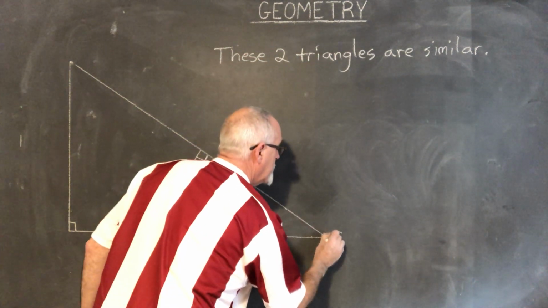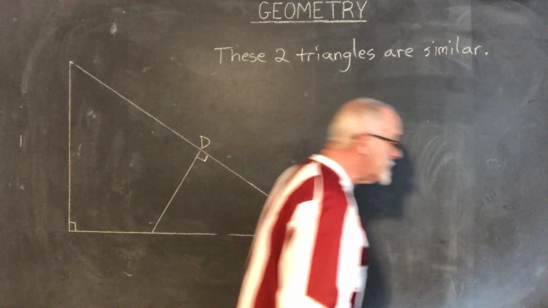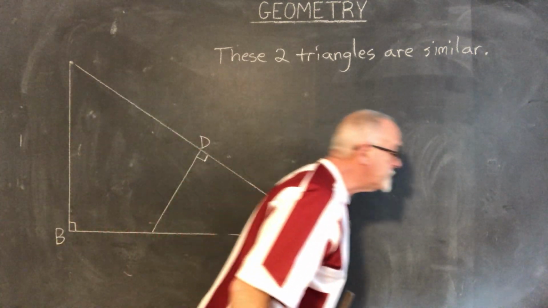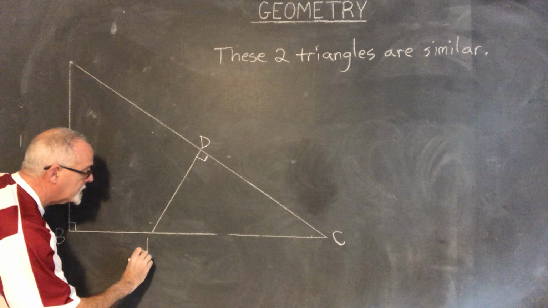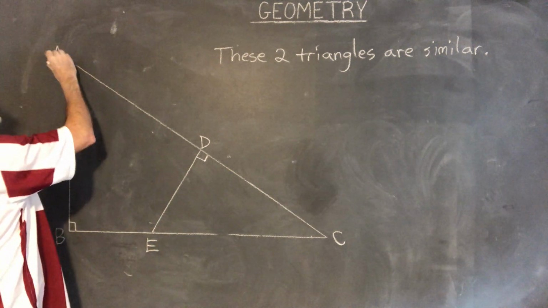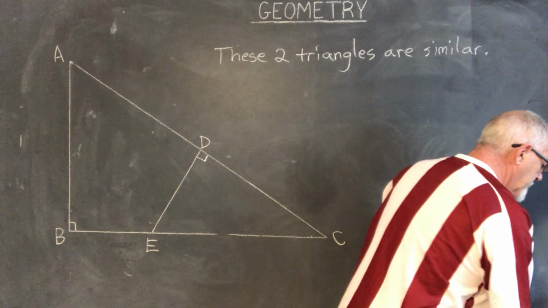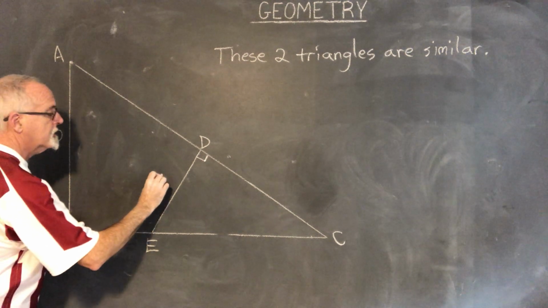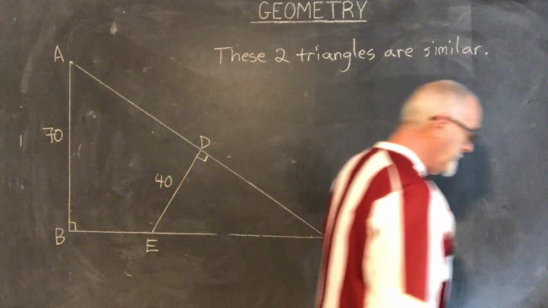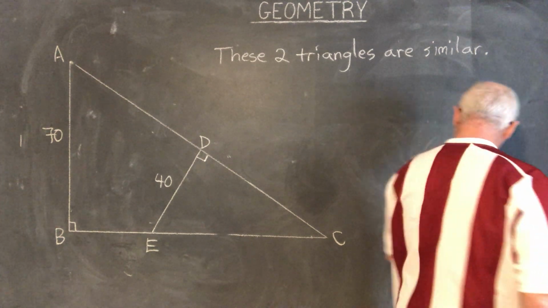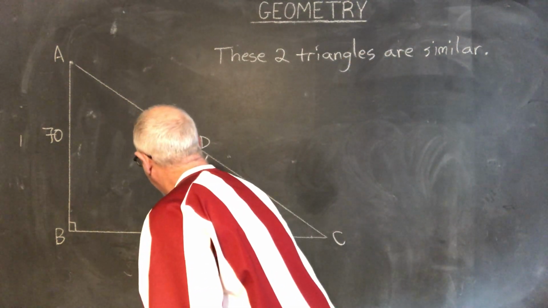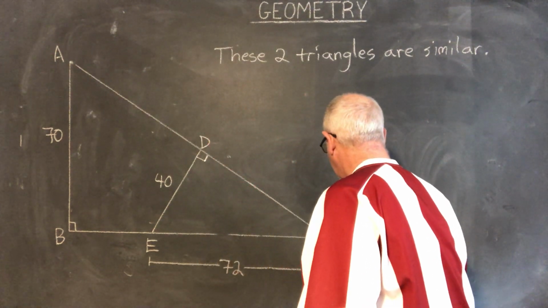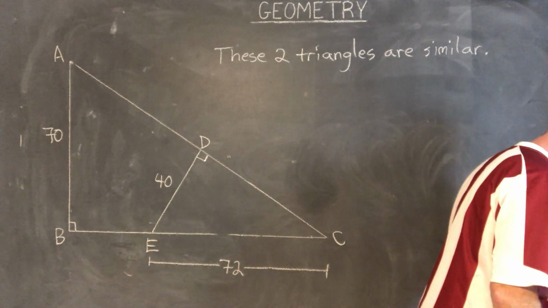I will also label the vertices. That's a C, that's a D. This over here is a B. There's a little spot down here. All these lines come together. That's a vertex, right? There's E, and I'll put A up there. I'm almost finished. I have a bit more labeling to do. Aha! This is 70. This is 40. And this is 72. Okay, I think I have everything.